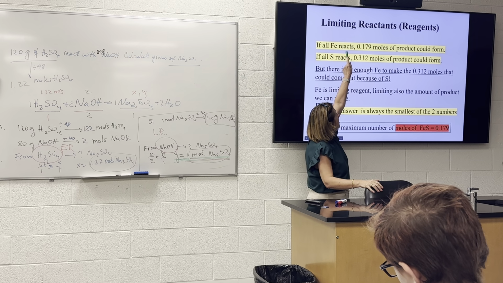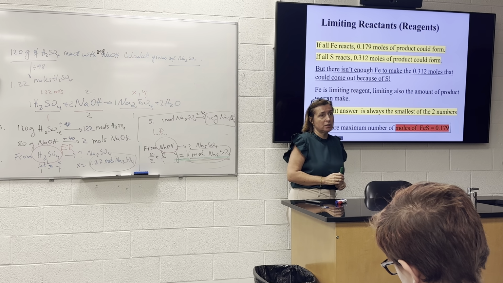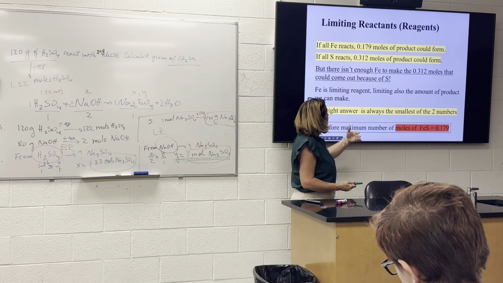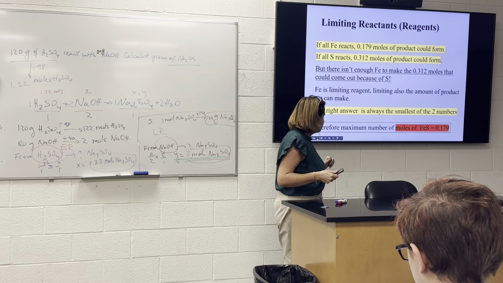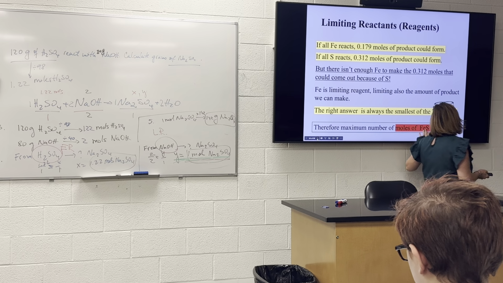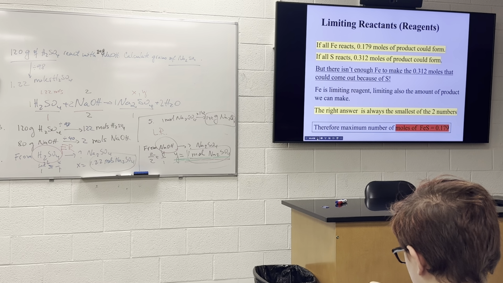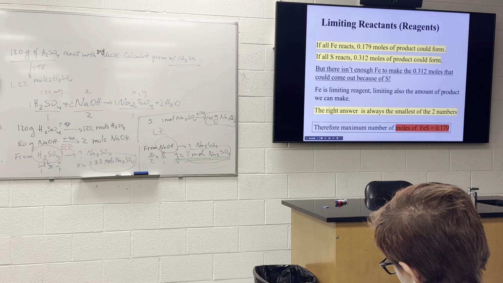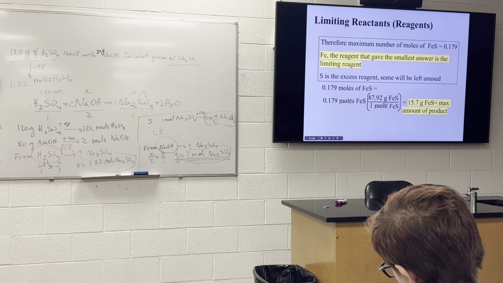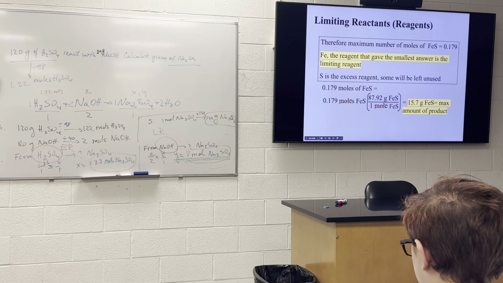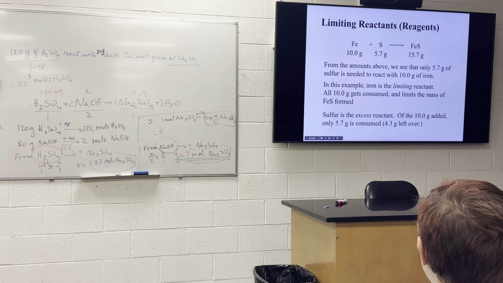Because you don't have enough iron, which is your limiting reagent. So iron becomes your limiting reagent, and your sulfur is your excess reagent. Good? So the maximum amount of iron sulfide is 0.179 moles, and you turn it into grams by multiplying by the molar mass, and you get 15.7 grams of FeS, that being the theoretical yield.